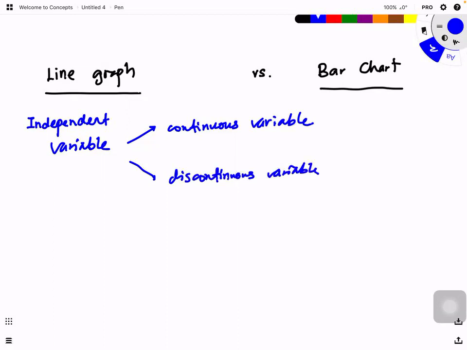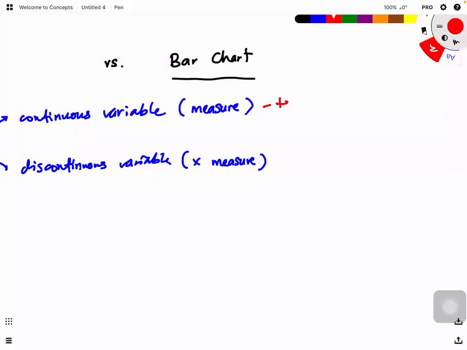Now, what does this mean? Continuous means something that we can measure, meaning that they have the intermediate. Discontinuous variable means that we can't measure. So what are the continuous variables? For example, temperature. We can measure temperature, we can measure the mass, we can measure the time. So those are the continuous variables.